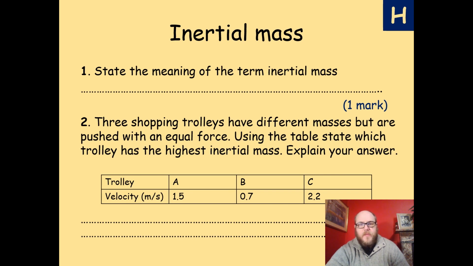Okay, welcome back. So the meaning of the term inertial mass is the difficulty in changing the velocity of an object. That's what inertial mass is. Now, if we have a look at our 3 shopping trolleys, trolley A has got to a velocity of 1.5 meters per second, trolley B 0.7, and trolley C 2.2. So we're looking for the one with the highest inertial mass. So we're looking for the one that's most resistant to a change in velocity. So it can't be C because that's reached the highest velocity with the same amount of force. So it's going to be the lightest of the 3 trolleys. And so it has to be trolley B that's got to the lowest velocity. That's resisted the change in velocity the most.